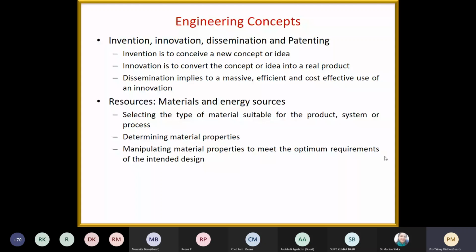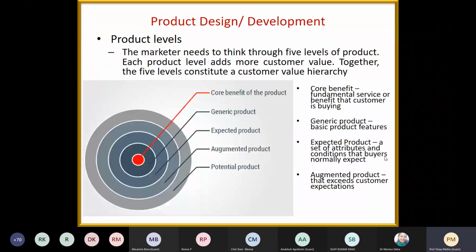Then finally, the resources. We have to select the best possible materials and the energy sources for creating these particular products. So selecting the type of material suitable for the product, system, or the process, determining the material properties, what are the properties in those particular materials, and what is exactly required to create those particular features. So manipulating these properties to meet the optimum requirements for the intended design. So these are some engineering concepts which should be there when we go to the textile product design process.